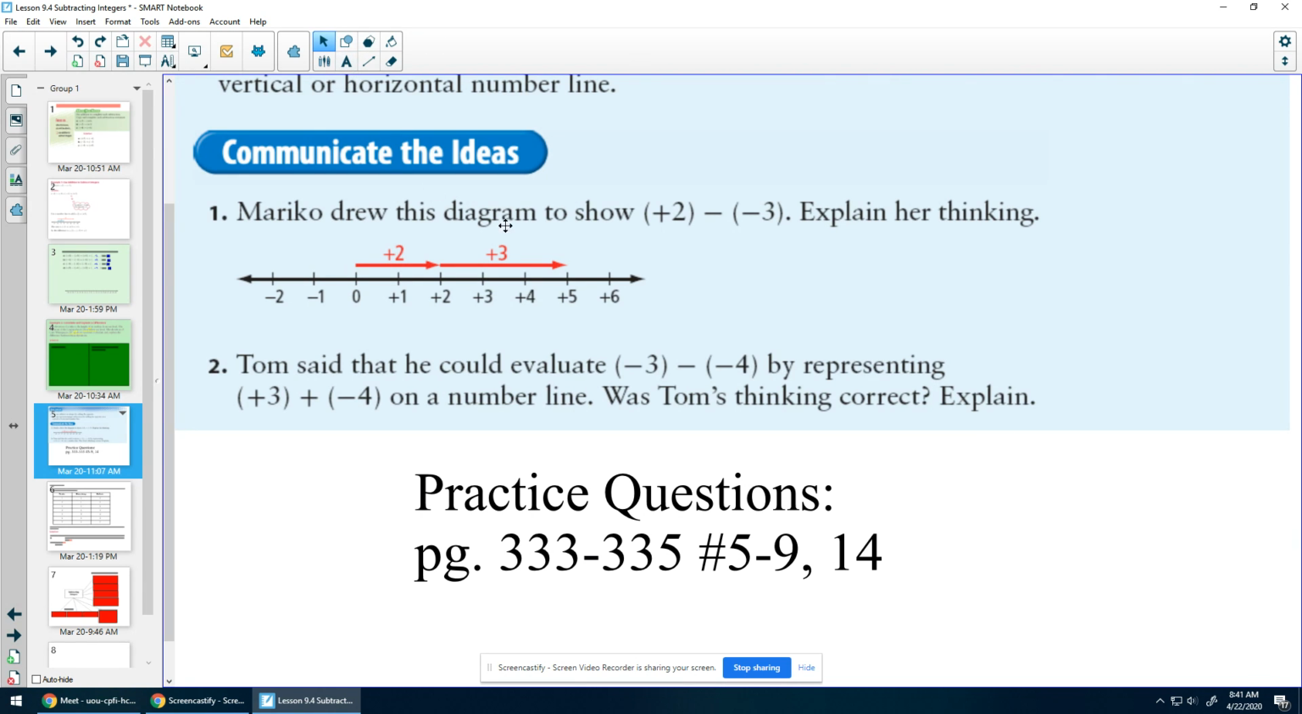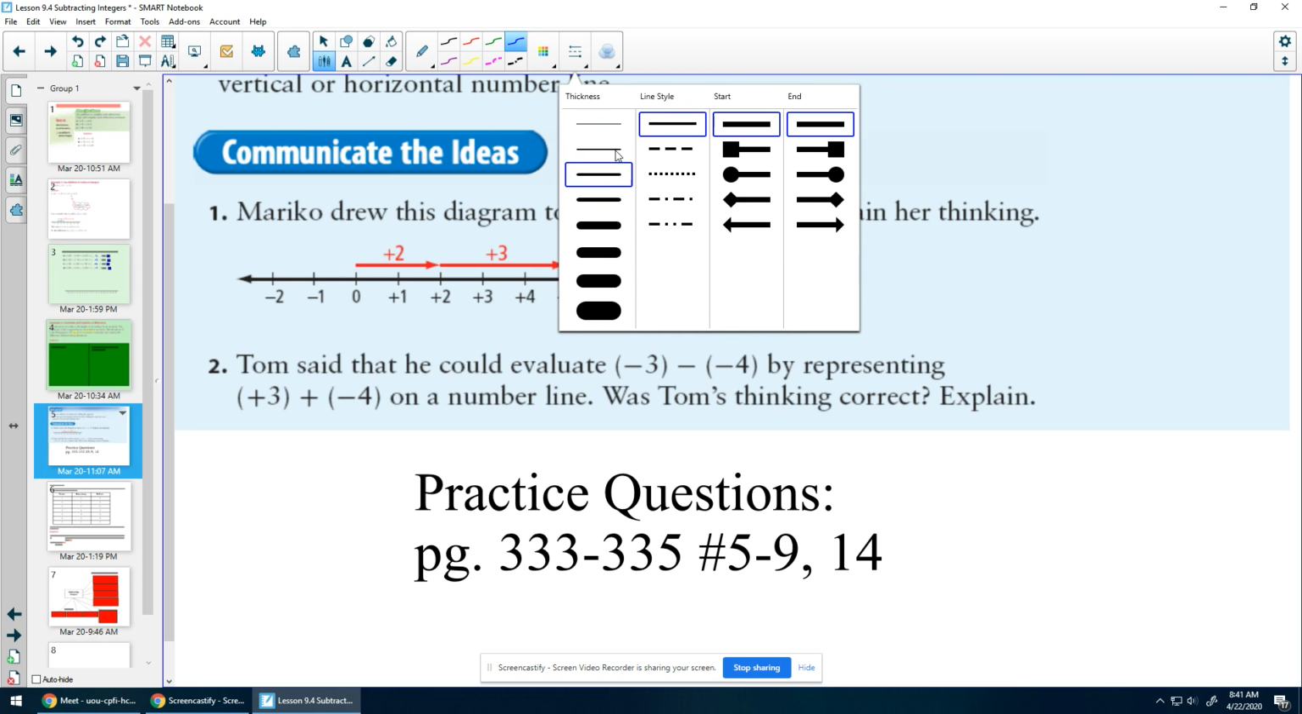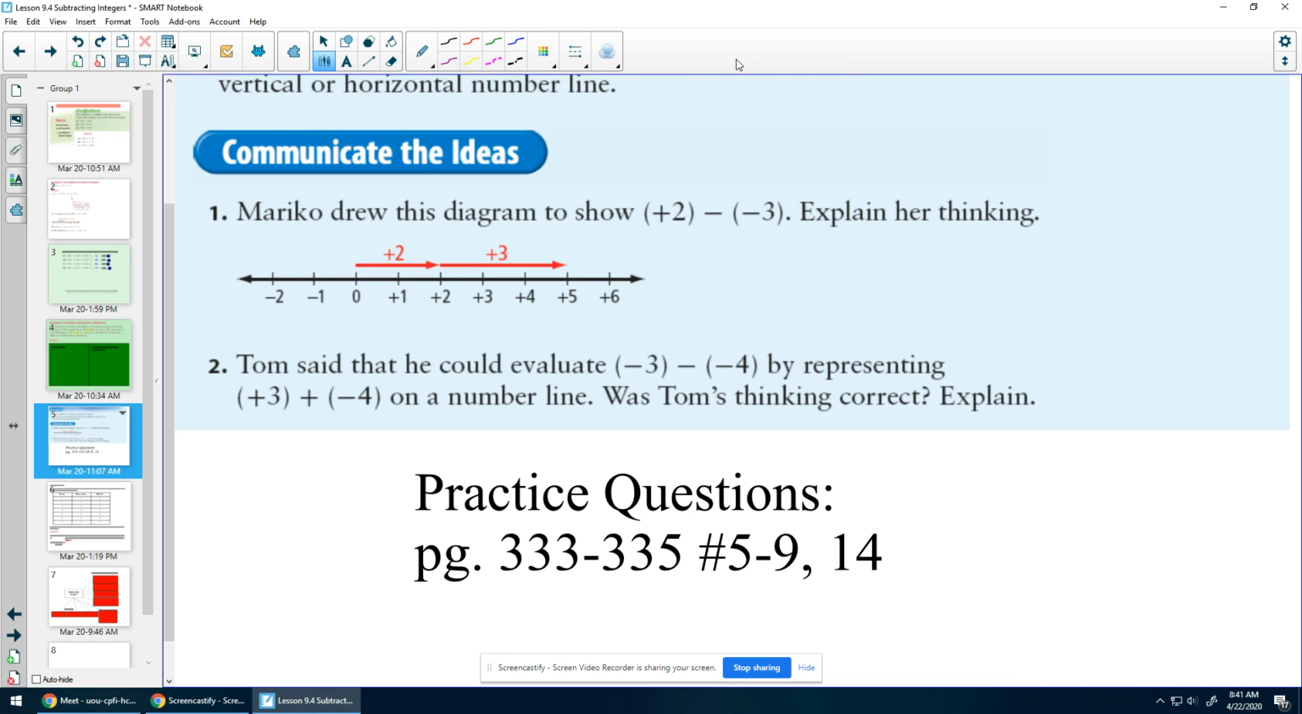Mariko drew this diagram to show positive 2 minus negative 3. Explain her thinking. So here, Mariko has shown positive 2 plus positive 3. If we were to change this subtraction into an addition by adding the opposite, we start with positive 2, and we're going to add the opposite. So that's what Mariko showed right there.